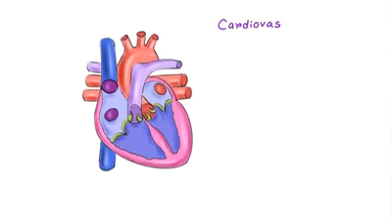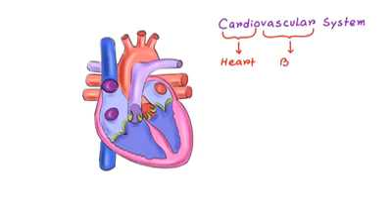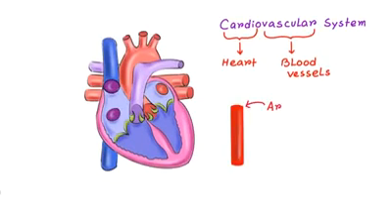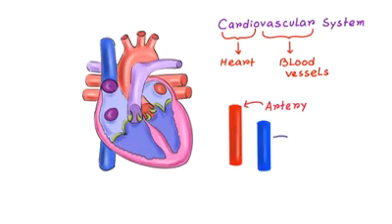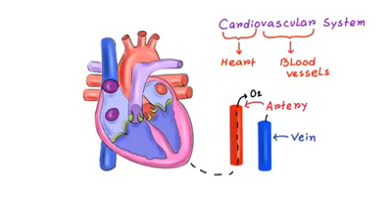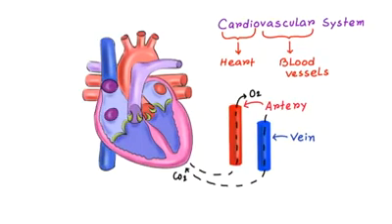Here I have drawn a simple diagram of the heart. The cardiovascular system actually has two parts. Cardio means heart and vascular means blood vessels. There are mainly two types of blood vessels, artery and vein. Veins carry deoxygenated blood towards the heart and arteries carry oxygenated blood away from the heart. It's actually easy to remember because both start with A. A for artery and A for away.